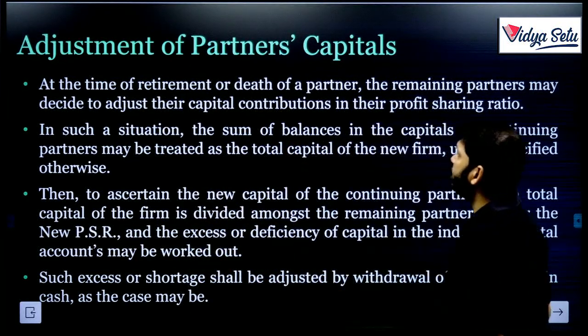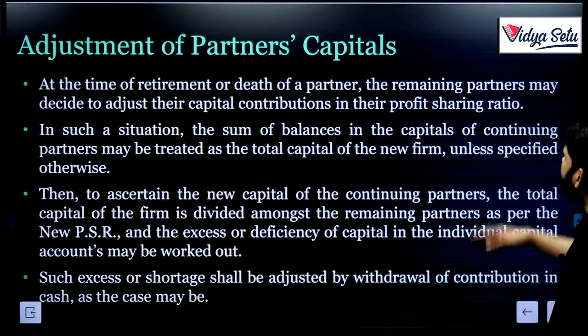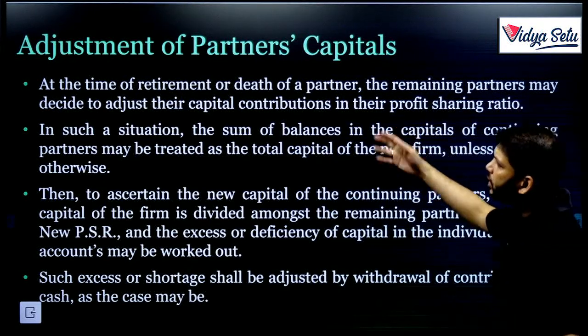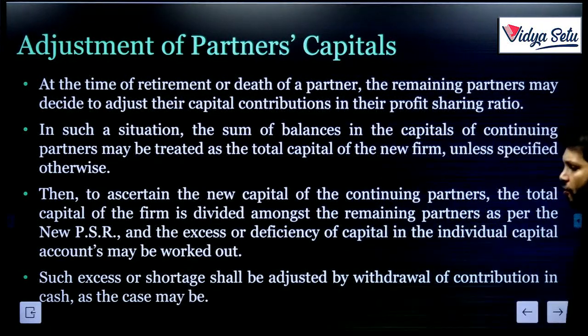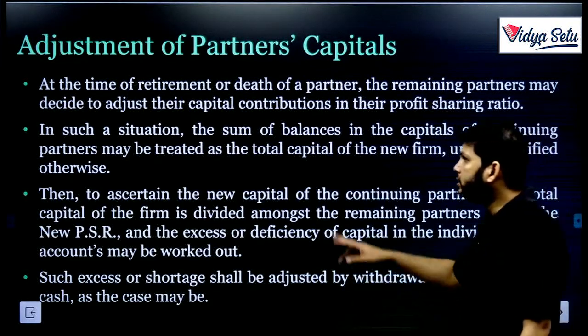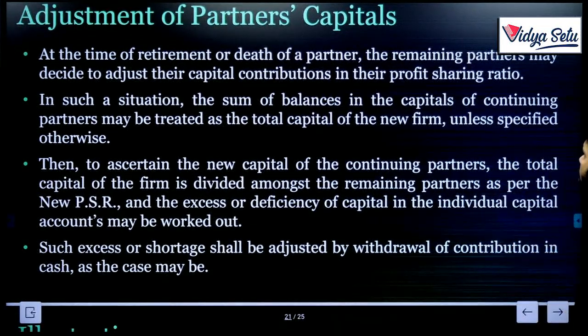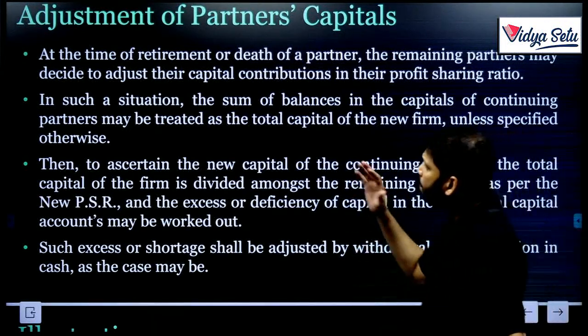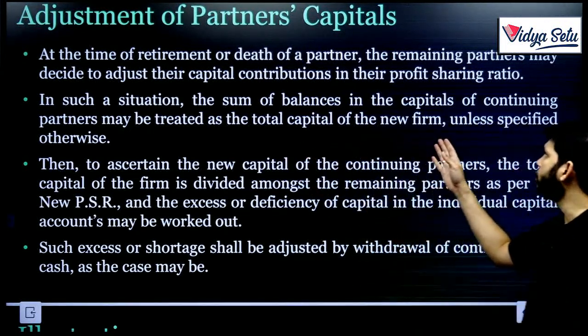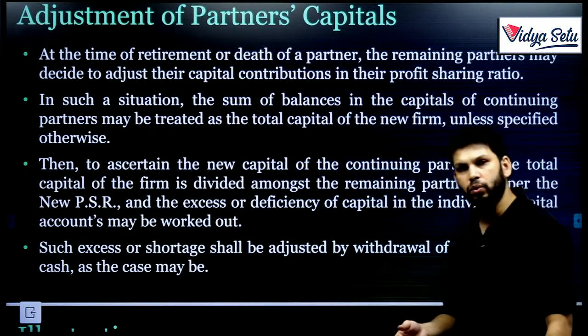So at the time of retirement or death of a partner, the remaining partners may decide to adjust their capital contribution in their profit sharing ratio. In such a situation, the sum of balances in the capitals of continuing partners may be treated as the total capital of the new firm unless specified otherwise.